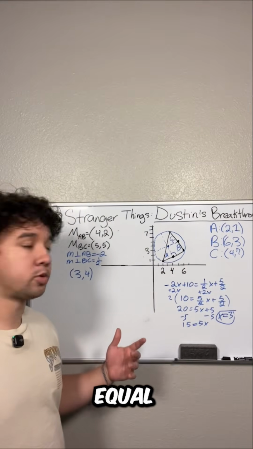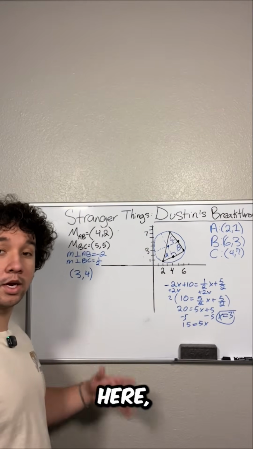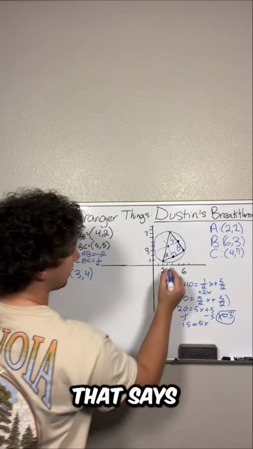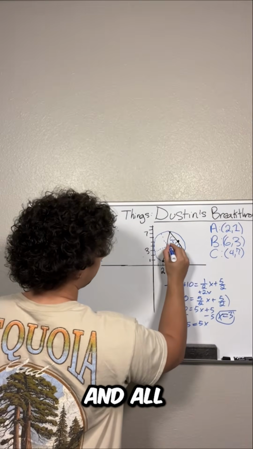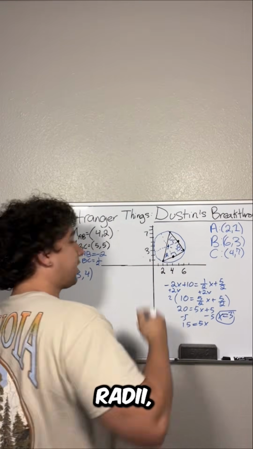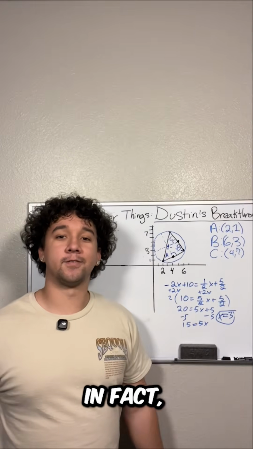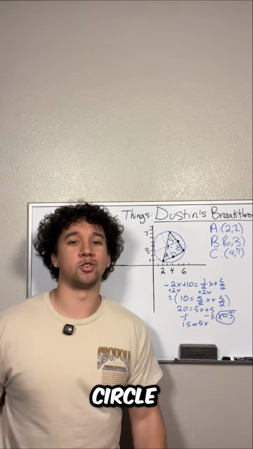So after you set them equal to each other and solve, you're going to get this point right here, which is the circumcenter. Essentially what that says is that the distance between this point and all these vertices are the exact same, making these radii, which proves Dustin's theory that in fact there was a center and they were in a circle. Hope that helps.